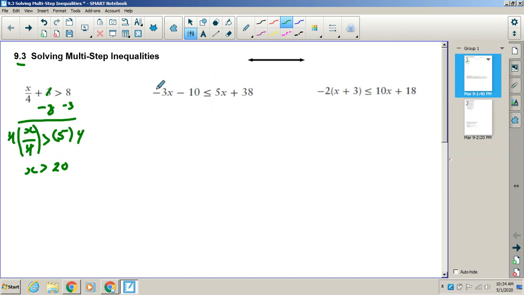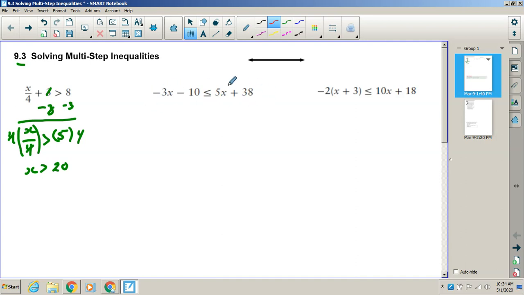This is negative 3x minus 10 is less than or equal to 5x plus 38. Again, here, just like with algebraic equations, I always look to simplify if I can. There's nothing to simplify on the left-hand side. I can't combine those. They're unlike terms. I can't combine those. Those are unlike terms. Nothing to simplify. So now, through opposite operations, what I need to do is start moving variables or terms around to get all my x's on one side of my inequality and all my numbers on the other side of the inequality so I can solve for it.